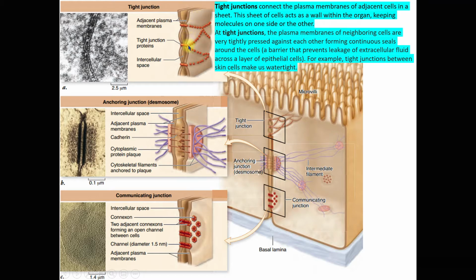Now at this tight junction, the plasma membranes of neighboring cells are very tightly pressed. Nampak kan how the plasma membranes are tightly pressed against each other, forming continuous seals around the cells. Okay, so benapalah dua sel ini dia kena ikat di sini. So dia seperti seal lah.